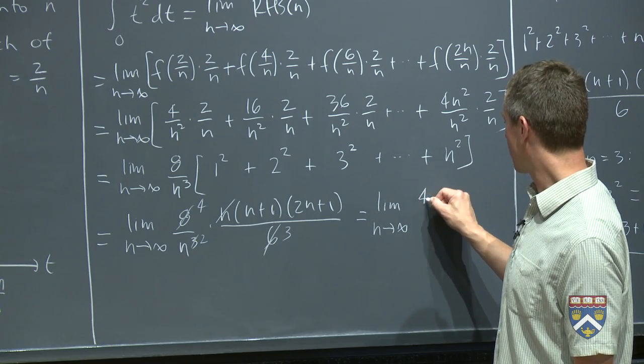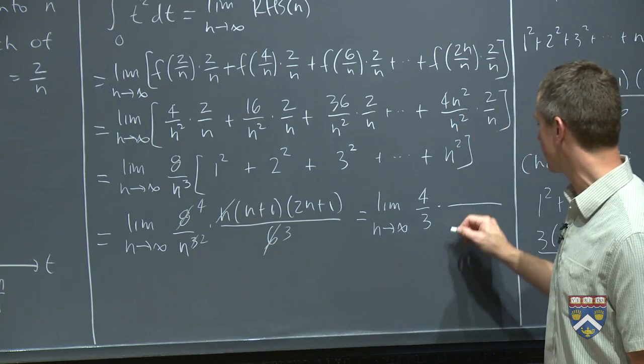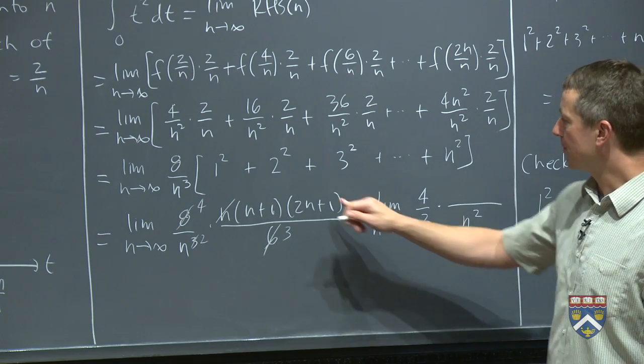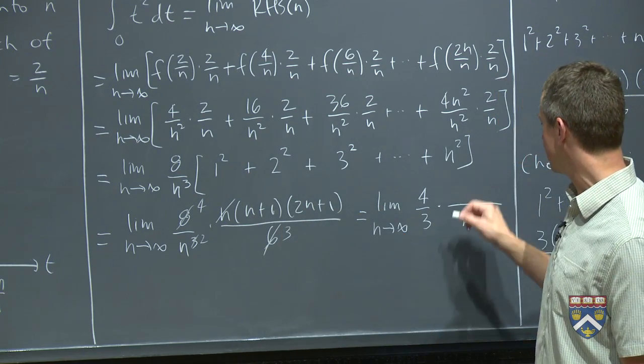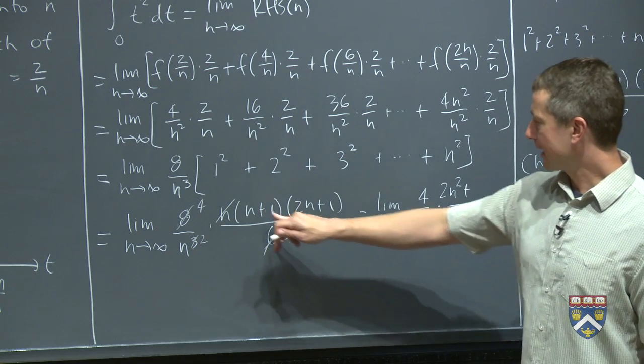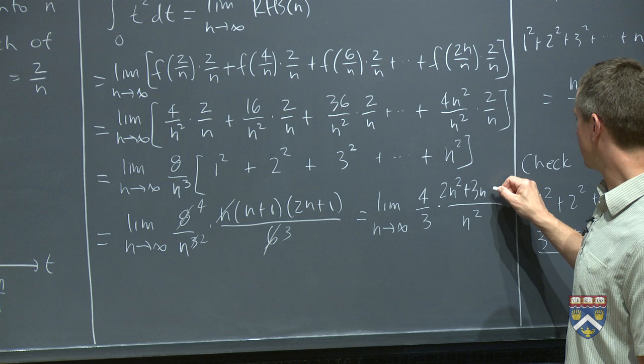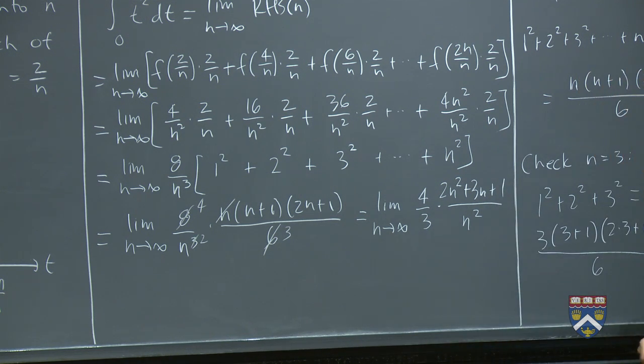How about that? 4/3, and then put the n's separately. So I've still got an n squared over here. And if I multiply this out, 2n times n gives me a 2n squared. In the middle, I get an n times 1 and a 2n times 1, which is a 3n, and then a plus 1 at the very end.